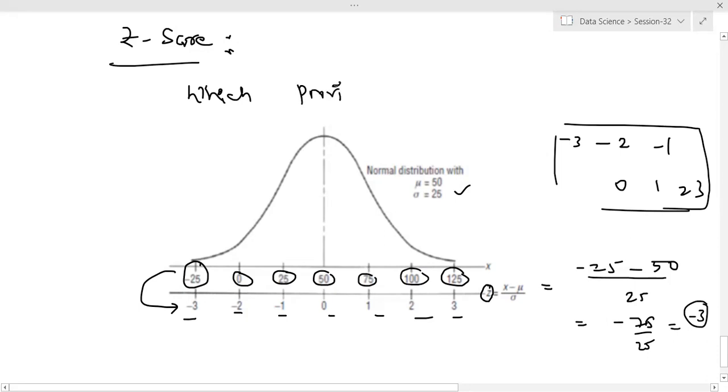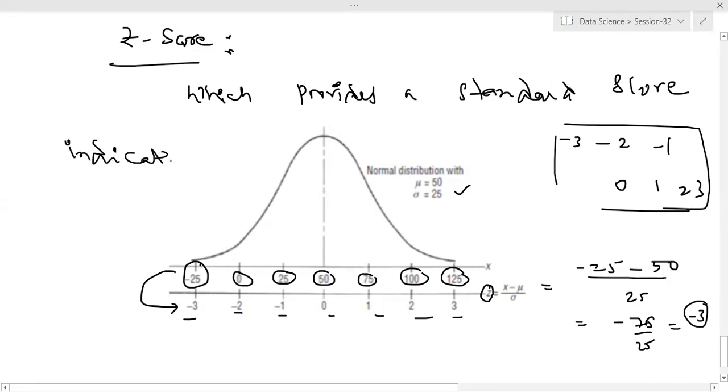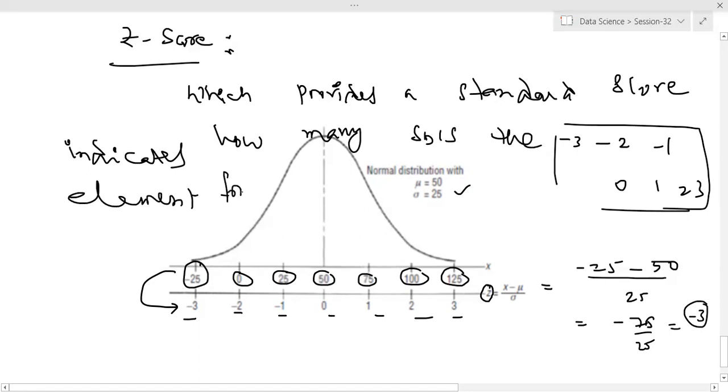Which provides a standard score, okay, which indicates what exactly, friends? It indicates how many standard deviations an element is from the mean. Okay, very simple.